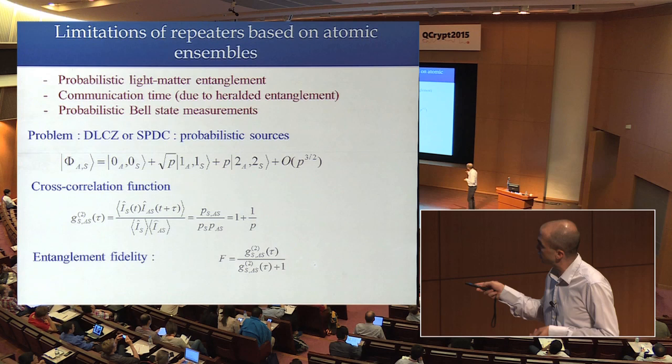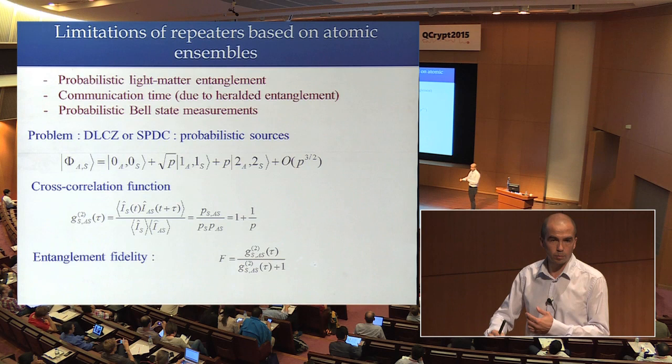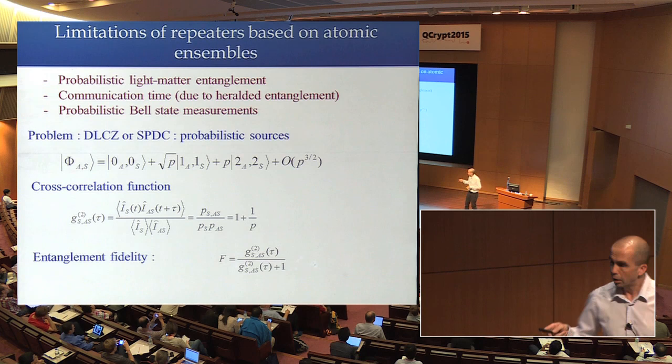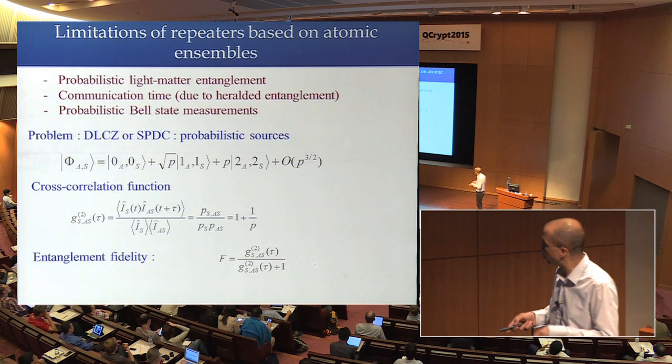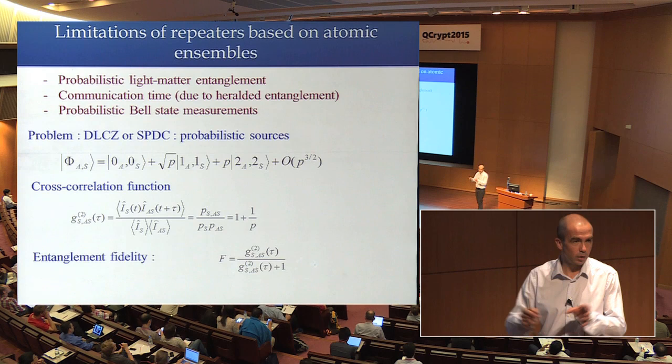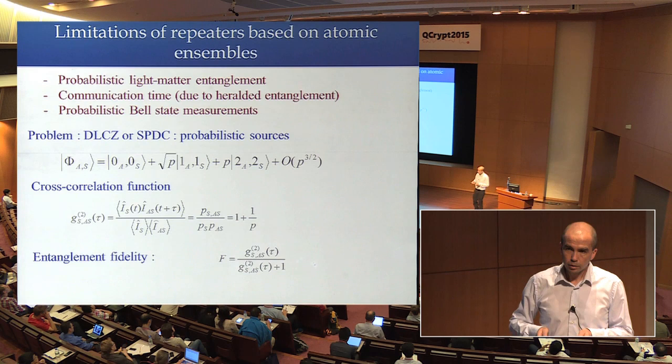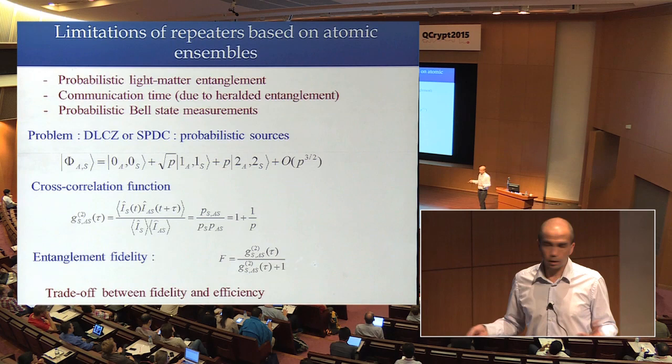But unfortunately, this doesn't work because if you increase the P, what you will do is decrease the correlation between the photons. You will start to generate more and more double pairs and so on, and you will decrease the other correlation. So this is now the second order cross correlation between the two photons, and it scales as 1 over P, basically. So if you pump harder, you decrease the correlation. And this is a problem because at the end, the fidelity of your entanglement scales typically as G2 over G2 plus 1. So if you increase the probability, you decrease the fidelity. So you really have this trade-off, and this is one of the problems.